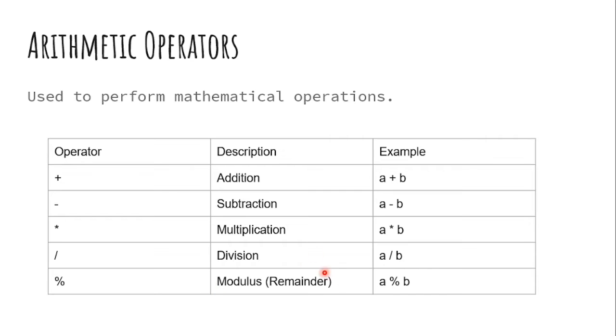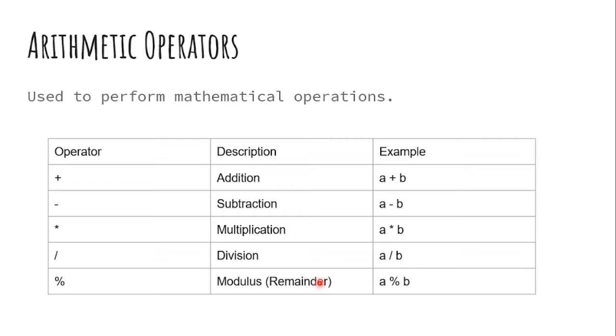Modulus is a little bit different. Modulus only returns the remainder. For example, when we find a division, it only gives the remainder as the answer. For example, if you take the modulus of 10 by 5, the division gives a decimal answer, and the remainder is 0.